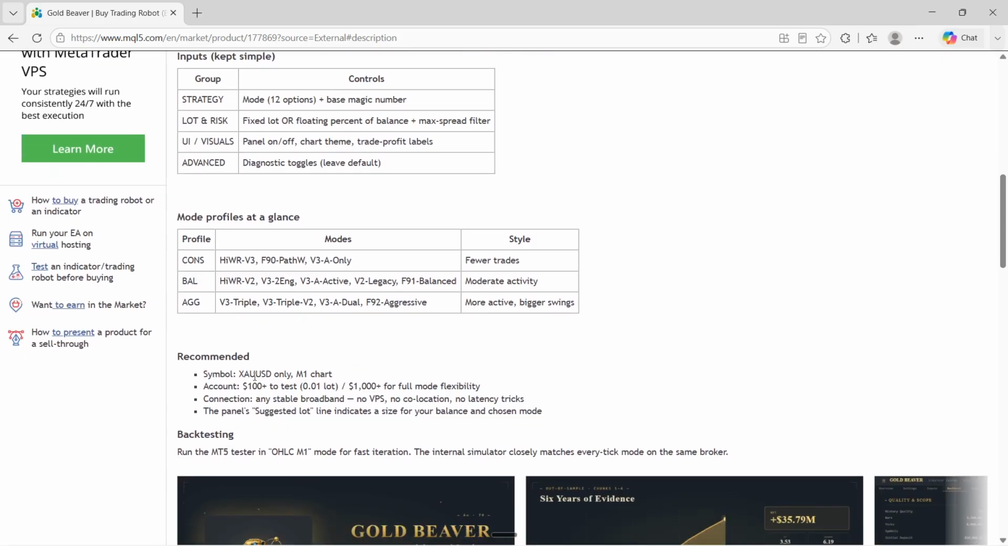Recommended setup is XAUUSD only on the 1 minute charts. $100 plus is recommended for testing on 0.01 lots, while $1,000 plus for full mode flexibility, and any stable broadband connection, no special VPS or co-location required.